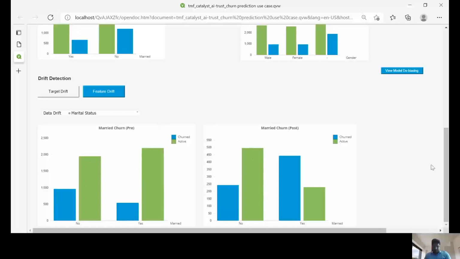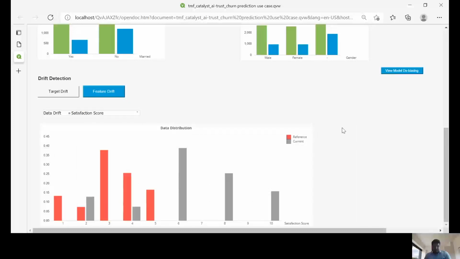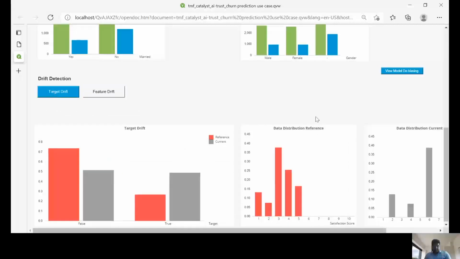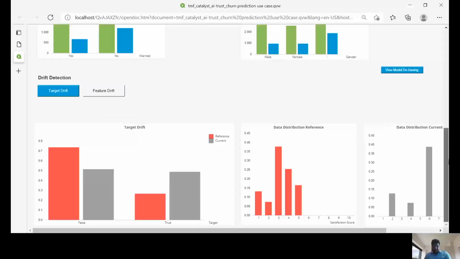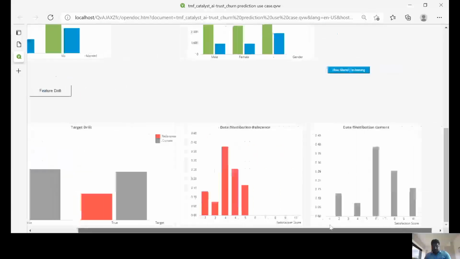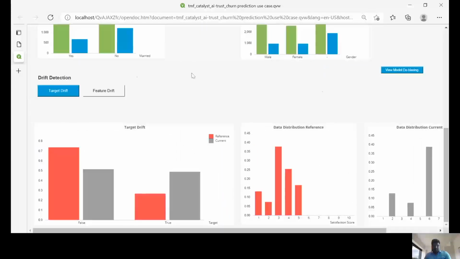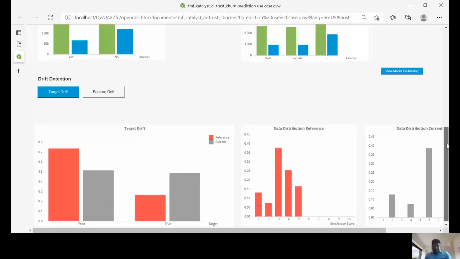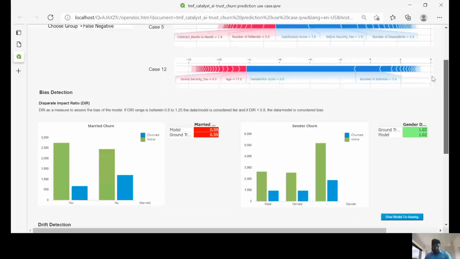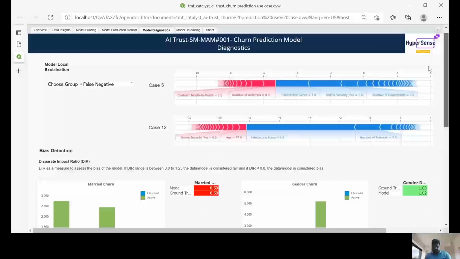Maybe both these issues are related, but it's good to identify that the marital status seems to have a problem. At the same time, even the satisfaction score between the validation sample and the training sample seems to be slightly drifted, right? Let's see, there's a drift in the target variable here. I think there is likely a difference in the target as well. However, that degree is not that much. So we did find a drift issue as well as a bias or fairness issue with respect to marital status here.